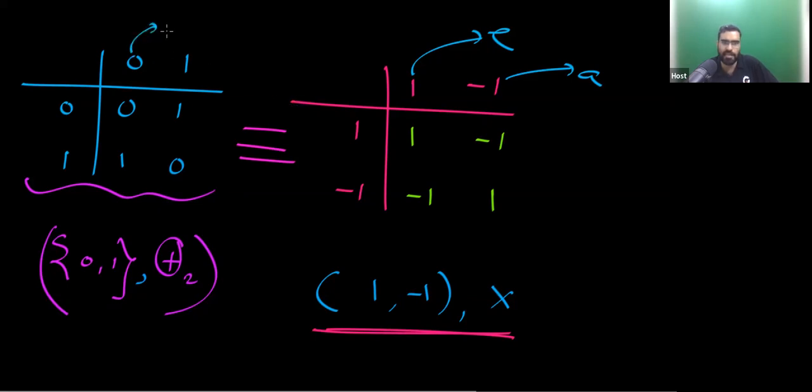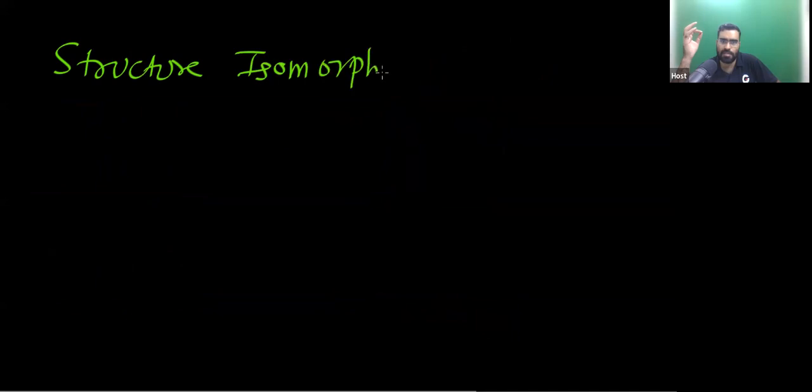Agree? Here the identity element is 0. Here the identity element is 1. Here the element A is 1. Here the element A is minus 1. But the behavior is the same. Okay, so that is the idea of structure isomorphism. Structure isomorphism means the same behavior, but the names are different.